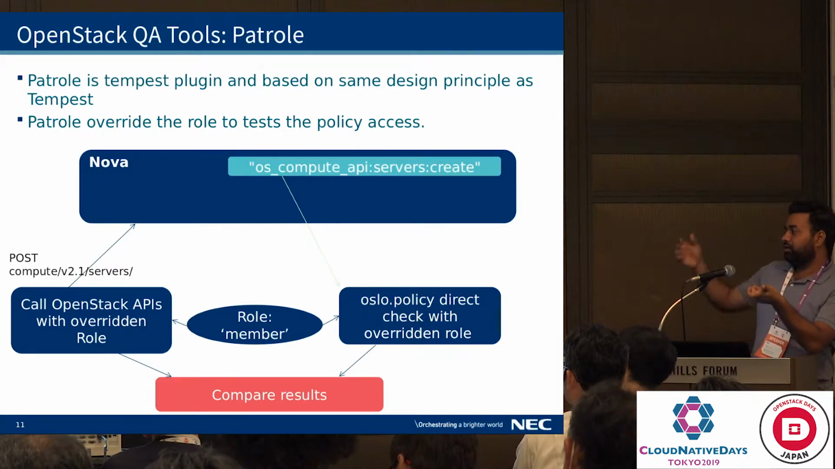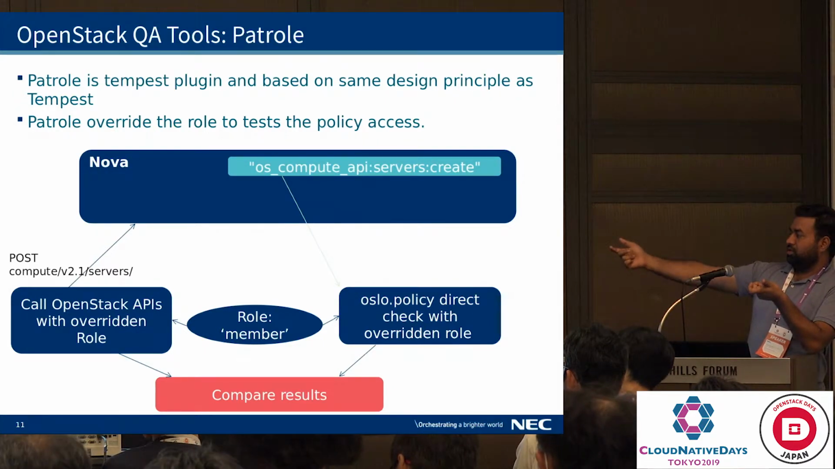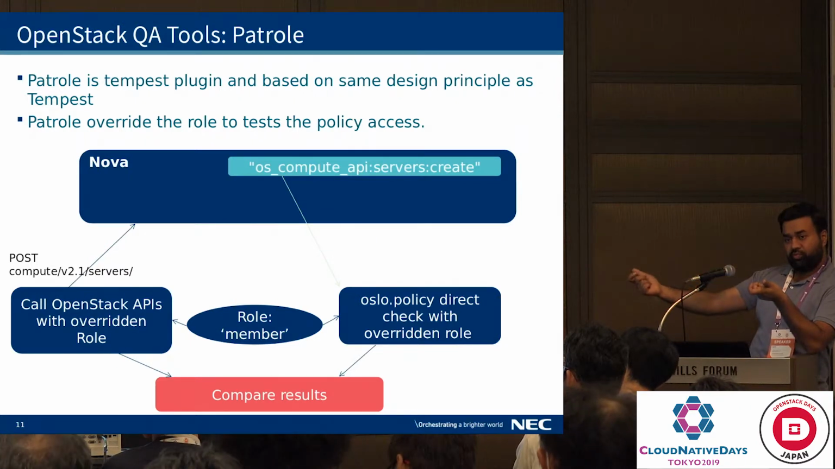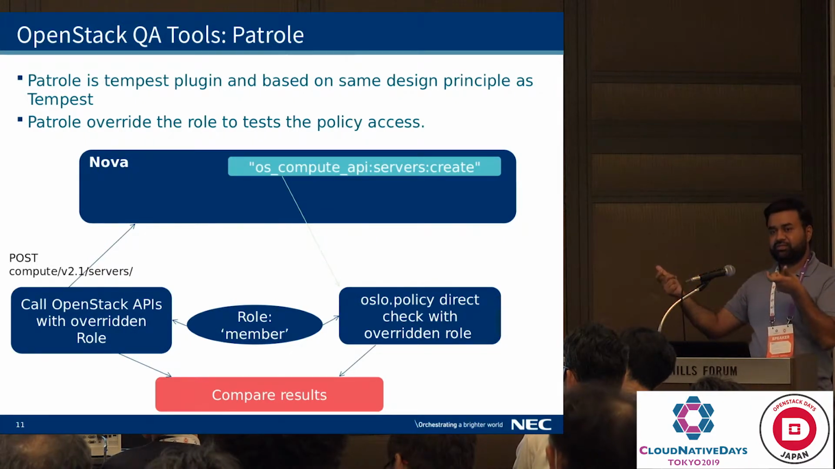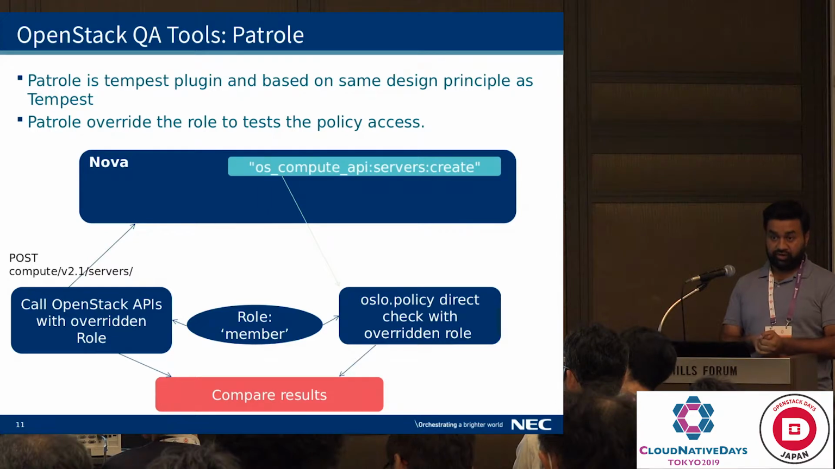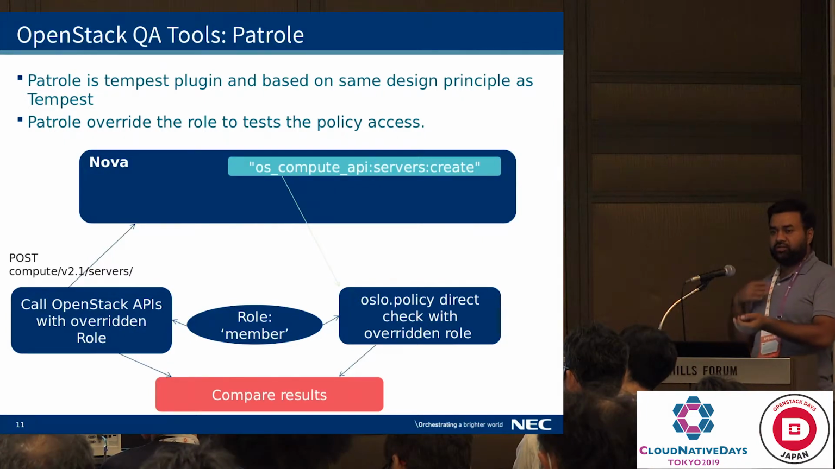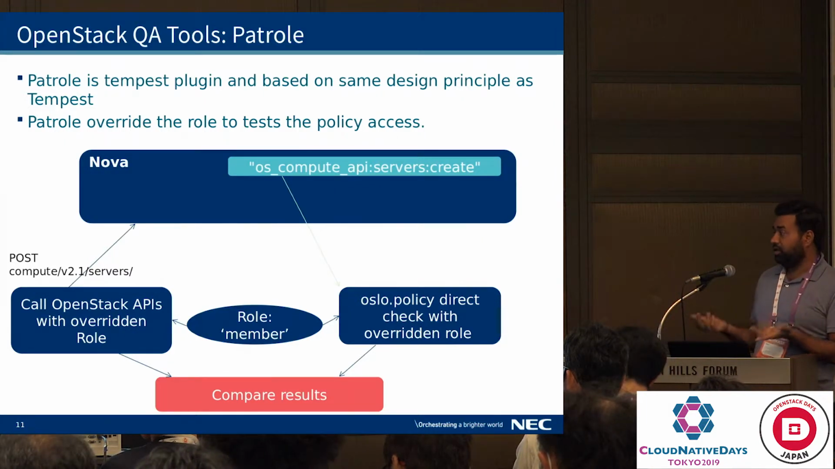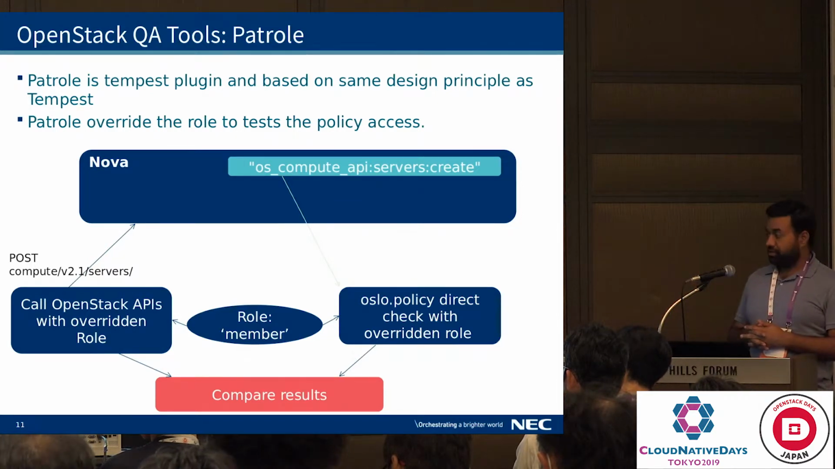So that error, Patrol compares with this right side, checks it with the Oslo policy. If both match, it means your policy is working fine in your cloud. If there is a mismatch, then something is wrong: either someone has corrupted your policy file, or someone has hacked your policy file, or something else is wrong. So those things Patrol can verify.